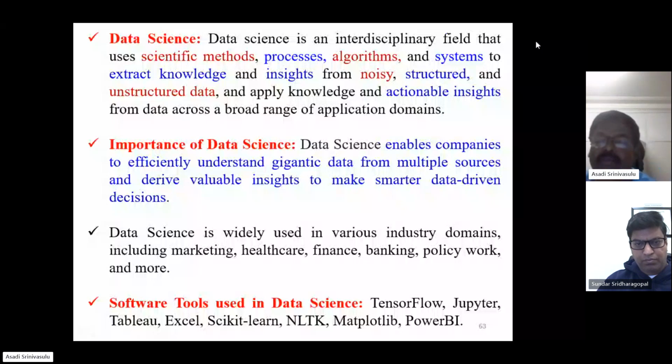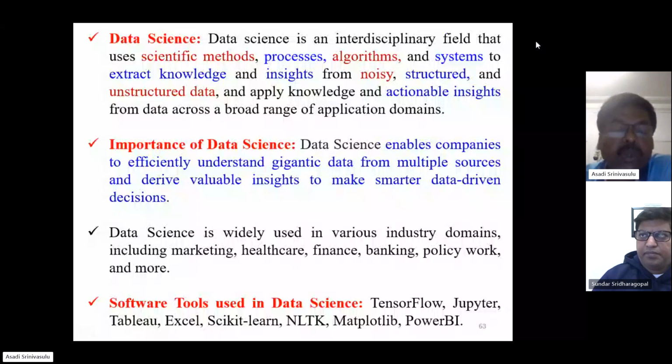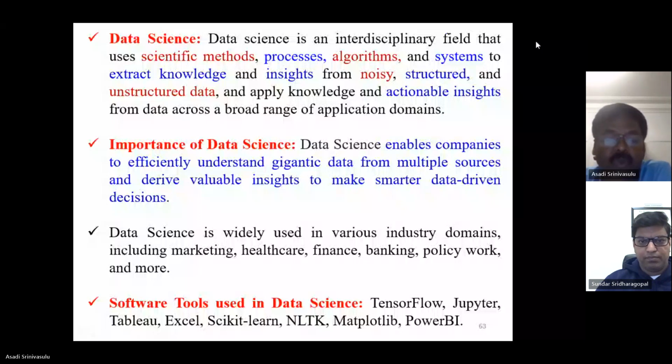We are using n number of frameworks like TensorFlow. Jupyter is an editor. TensorFlow is one of the big libraries in order to process artificial intelligence and big data kind of applications. Tableau is one of the visualization tools, and we can generate n number of graphs, like scatter plot, line chart, bar chart. Very easily we can generate them with the help of Tableau.